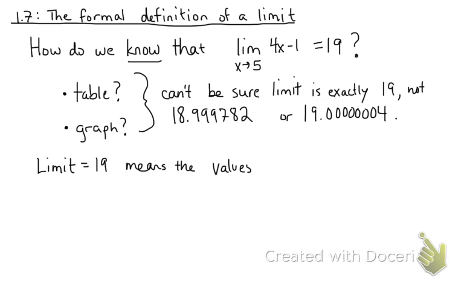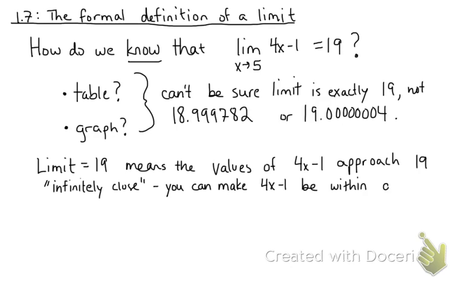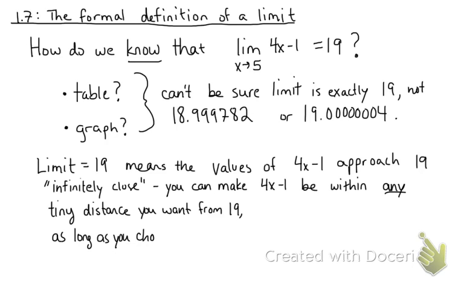Well, let's go back to thinking about what limits mean, what we've been saying, right? The limit is 19 means that the values of that function, 4x minus 1, approach 19 infinitely closely. That is, they get just exceptionally close to 19. They get closer and closer and closer, right? That is, you can make 4x minus 1 be within any tiny distance you want away from 19. It gets so close that no matter how small of a gap you want there to be, you can get it that close, as long as you're taking x values really, really close to 5. So I can make 4x minus 1 be super crazy close to 19 just by picking x values super crazy close to 5. So now we want to make precise those super crazy closes.